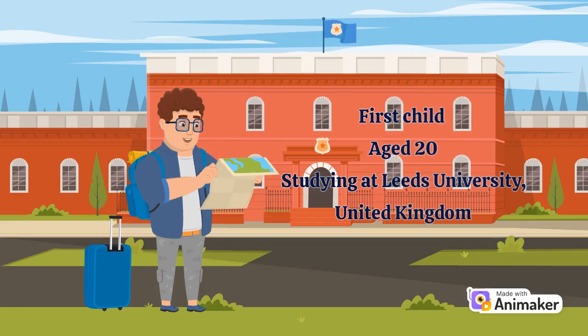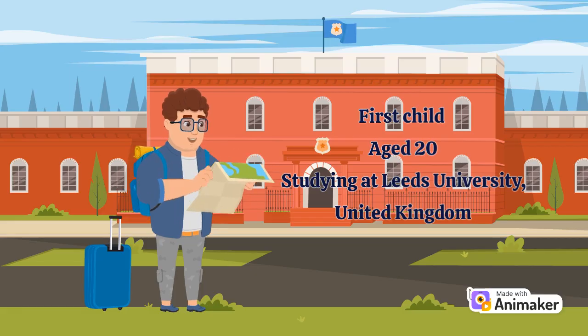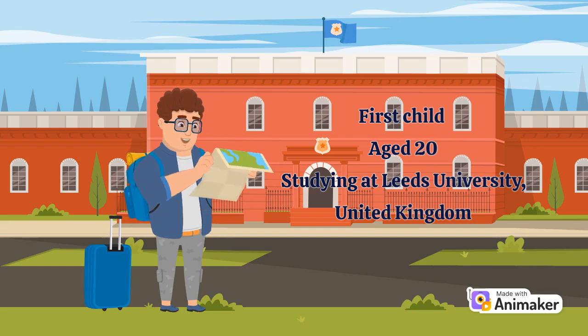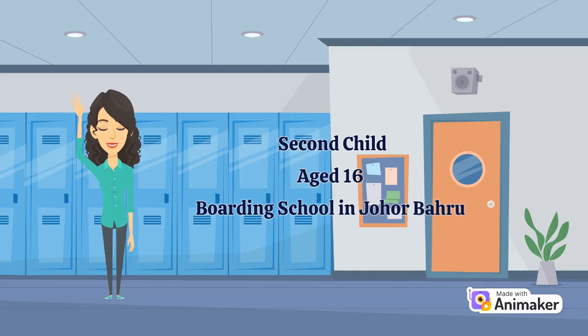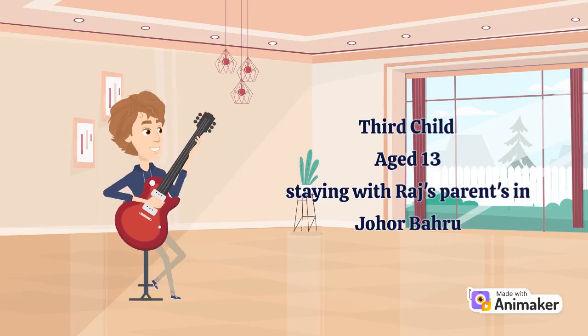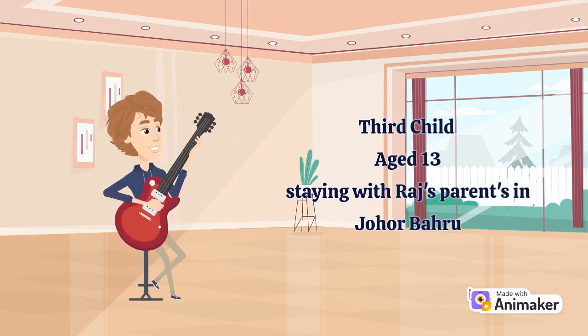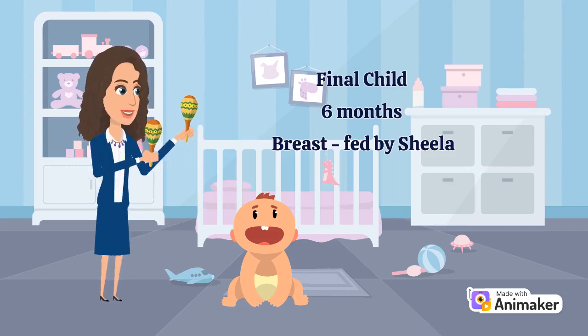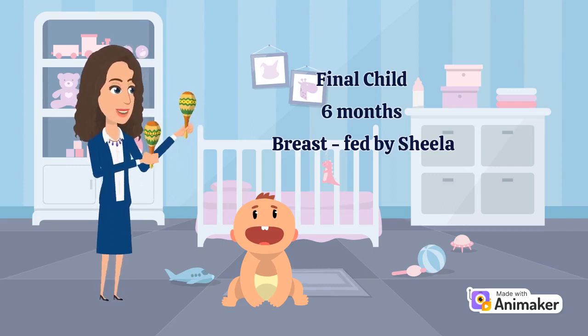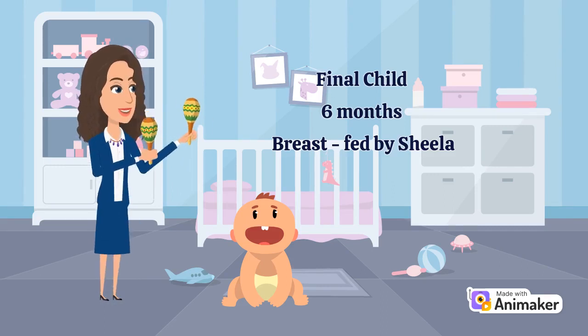The first child is a boy aged 20. He is studying at Leeds University in the United Kingdom. While his sister, the second child, aged 16, is studying at a boarding school in Johor Bahru. The third child, a boy aged 13, has all along been staying with Raj's parents in Johor Bahru. And the youngest child, a boy aged 6 months, is with Sheila and he is still breastfed by Sheila.